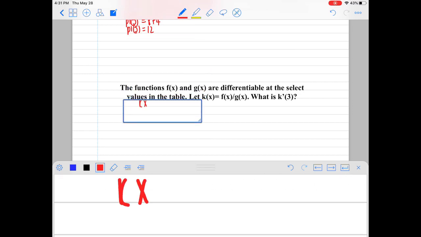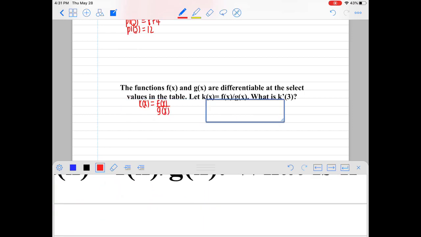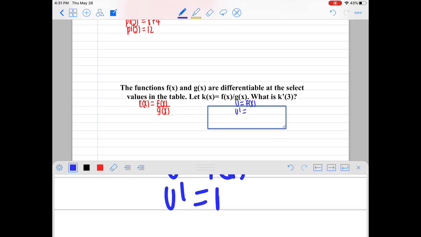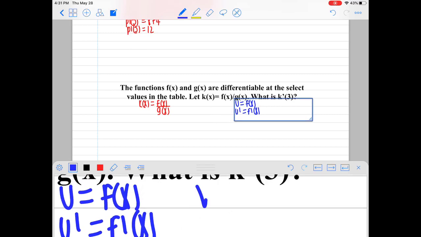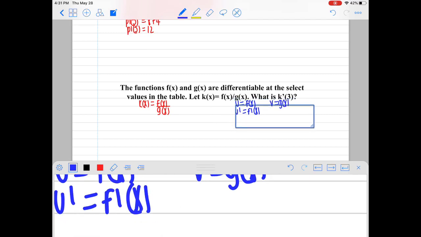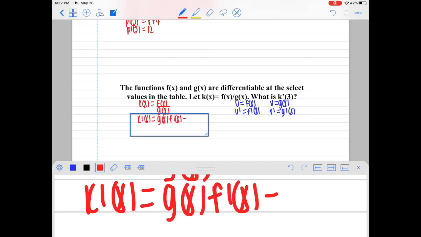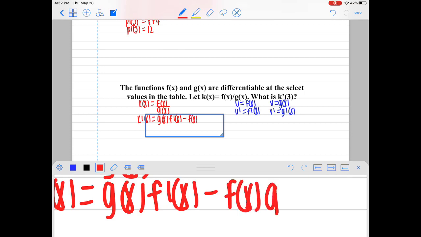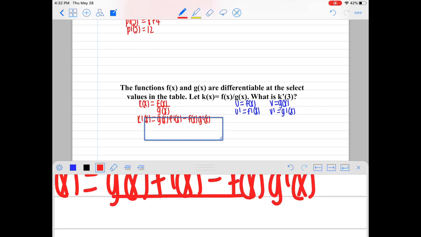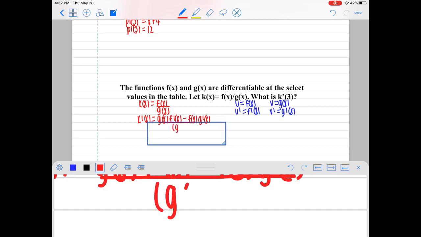The second example here utilizes the quotient rule. So k of x equals f of x over g of x, and we're going to do the same thing. Write down the first function, find the derivative, which is f prime of x, and then the second function is g of x, and find the derivative, which is g prime of x, and then apply the quotient rule, which is low d high minus high d low over low low. In other words, the bottom function times the derivative of the top minus the top times the derivative of the bottom over the bottom squared.